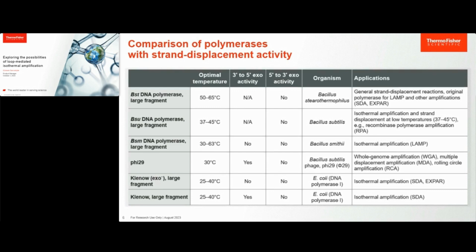In terms of other polymerases, such as Phi29 DNA polymerase, this polymerase is often used for rolling circle amplification and whole genome amplification because of its ability to amplify long DNA fragments with high fidelity.